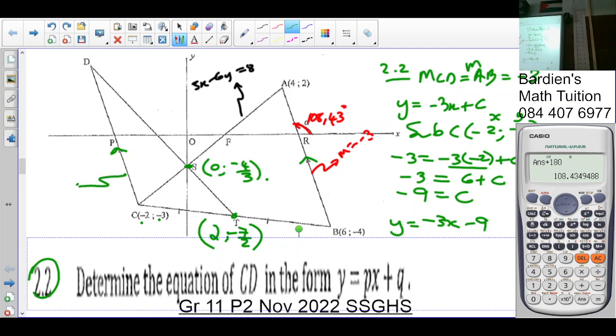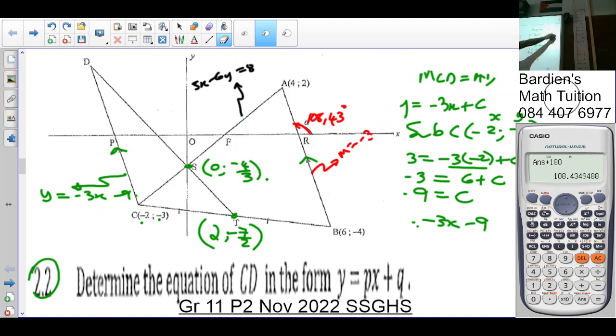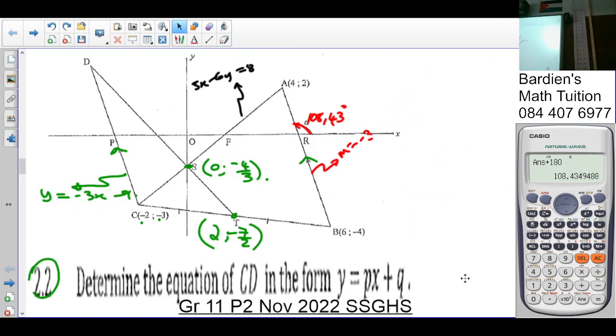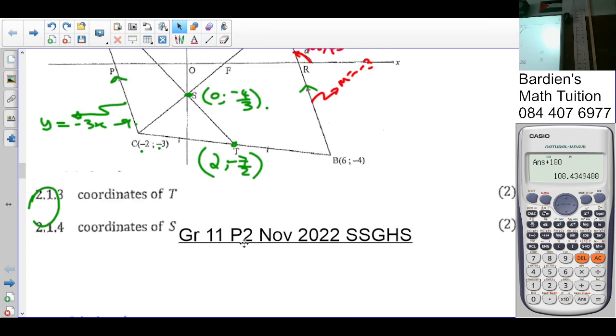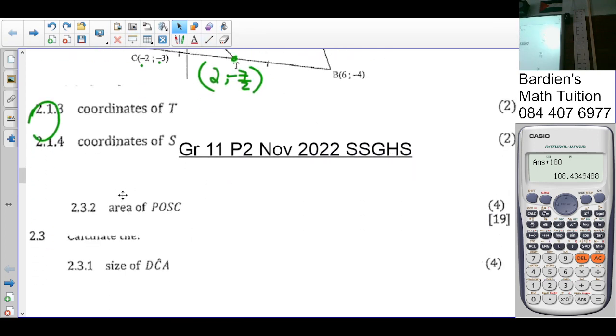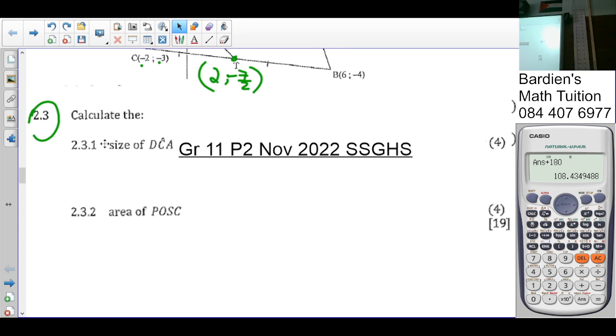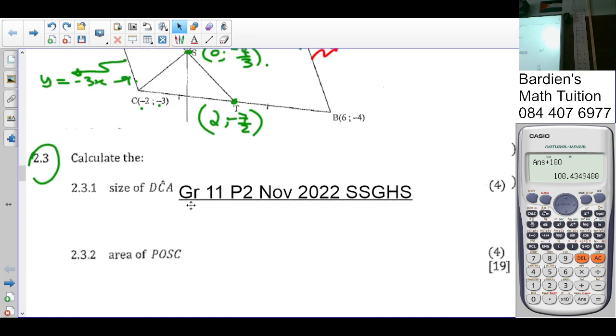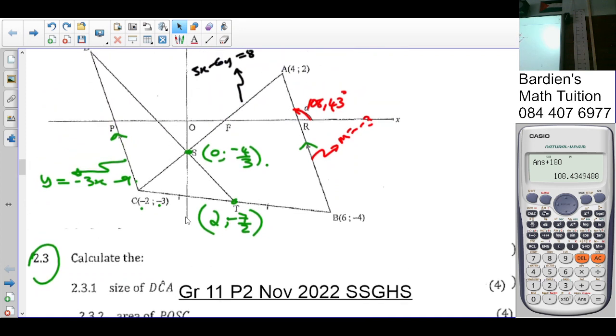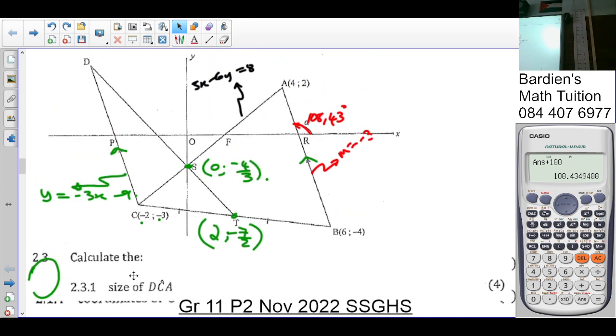Alright, so this is the equation of this line: y is equal to negative 3x minus 9. Okay, any confusion here, people? No. But let me know when I'm making a mistake. People, 2.3.1, 2.3.2. Let's go with the first one.